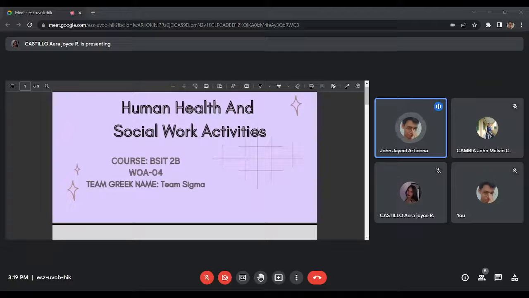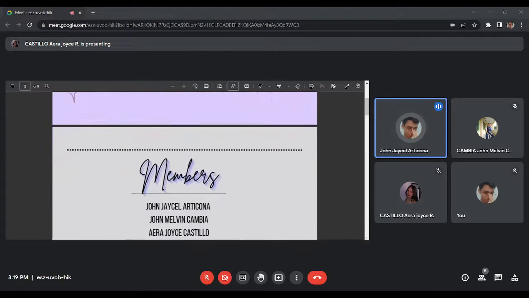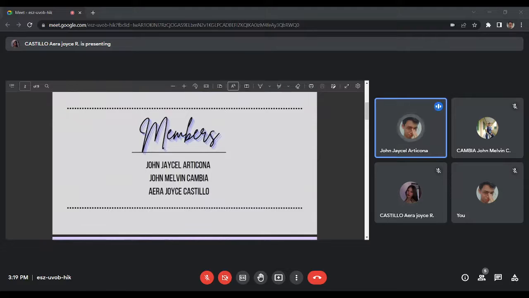Today, sir, we are Team Sigma and we are composed of three members. I am JAYCEL ARTICONA and I am in charge of introducing our teammates, an overview of our topics, and discussing my other teammates' assigned tasks. One of our teammates is Miss Joyce Castillo. She's tasked with discussing the 2019 PSIC information as well as the Field Up Service Analysis tool.